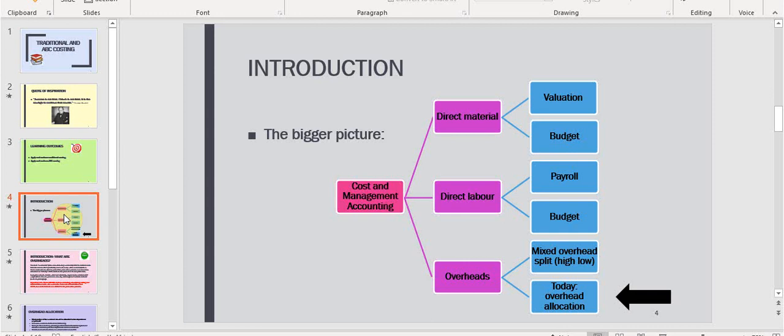Then we are today studying manufacturing overheads, or they are sometimes only referred to as overheads. And we have already in the past studied the mixed overheads, where we had to split them. Here we said that overheads can either be variable, they can be fixed, or they can be mixed. And we specifically studied a mathematical method known as the high-low method, where we learned how to split a mixed overhead, which has both a variable and a fixed component. For today's lecture, we are going to look at overhead allocation. So overhead allocation basically means, how do we divide overheads among different products or different departments?